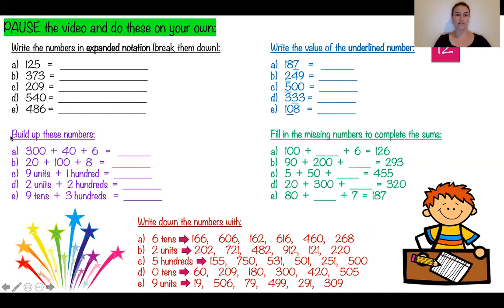Then you're going to go to the purple writing, build up these numbers. So you're going to build the numbers up again. Then you go to the green writing, and you are going to fill in the missing numbers to complete those sums. And lastly, you go to the red writing, where you are going to write down the numbers with 6 tens, 2 units, 5 hundreds, 0 tens, and 9 units, just like you watched me do on all those other slides. So I want you to maybe take a break, stretch, keep your video paused as soon as I'm done talking, and you're going to sit down quietly and you're going to get your brain working again and do a little bit of maths.